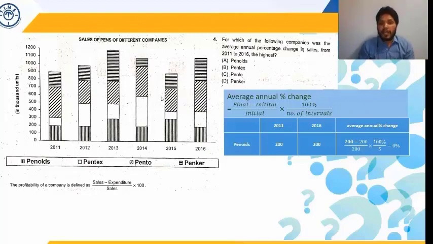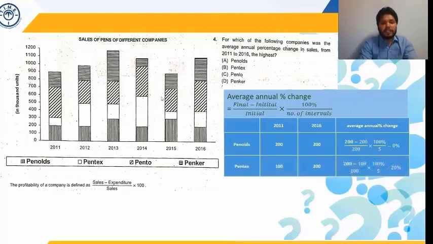If the number of years is n, then the number of intervals is going to be n minus 1. So here the number of years given is 6, so the number of intervals would be 5, so that's why it is 5. So for Penoids, the average annual percentage change is going to be 0%.